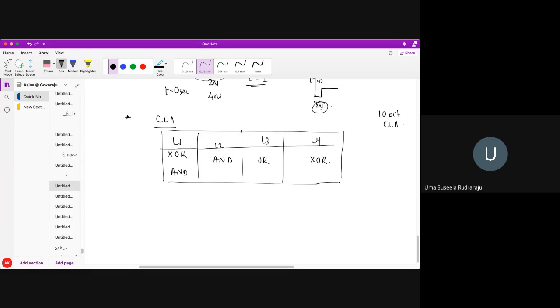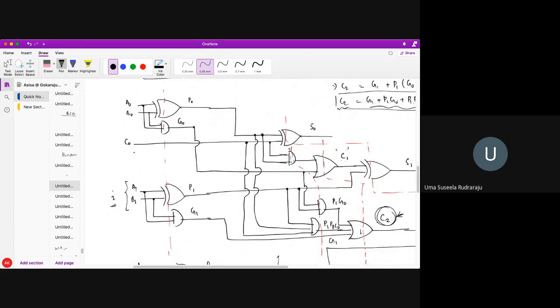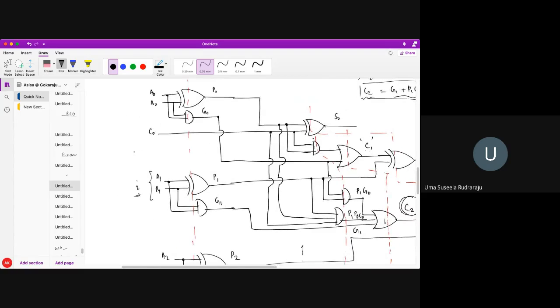Do you understand how to calculate the propagation delay? In order to find the propagation delay, try to understand that level 1 has many XOR gates and AND gates. Say it is a 4-bit CLA. How many AND gates and XOR gates are in level 1? In a 4-bit CLA, level 1 has 4 XOR gates and 4 AND gates. Am I correct? Level 2 and level 3, I have not yet discussed.